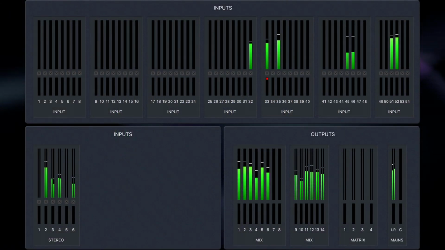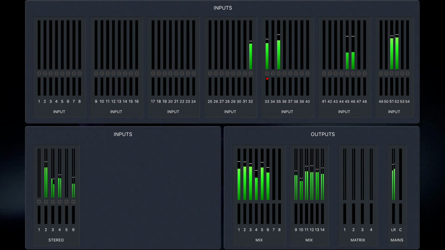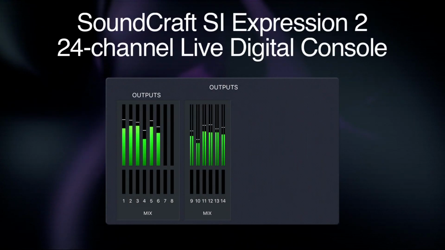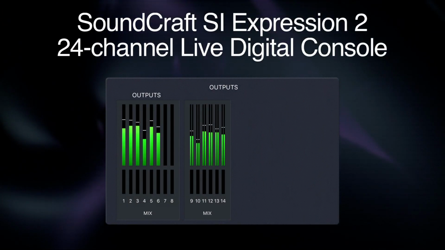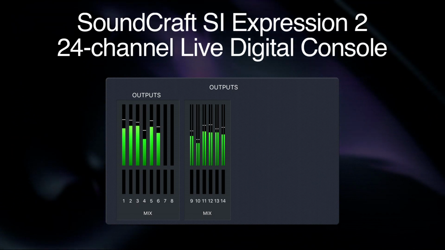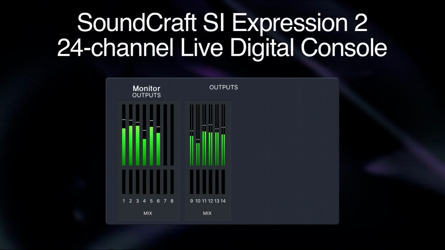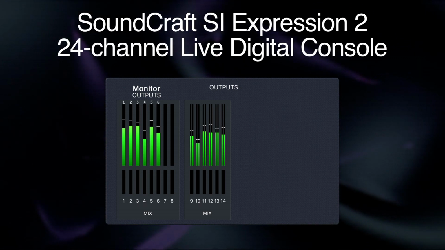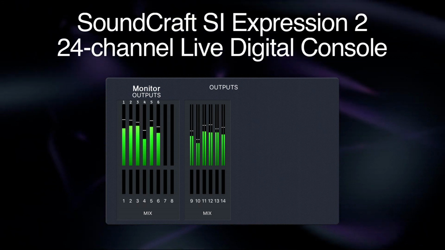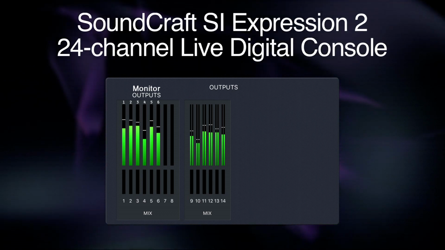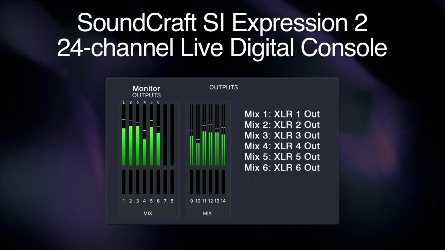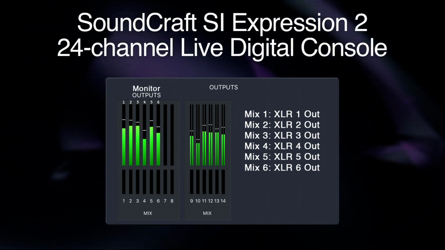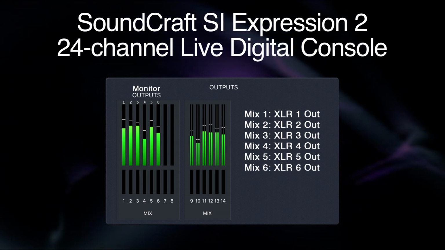Now that we've routed all our signals into the console, how can we monitor when overdubbing or playing live? Let's take a closer look at our output section. Since our clients hire us to do both live and overdub sessions, we decided to split our console in the middle and use live and in-ear monitors. We decided to use the first 6 mixes as monitor outputs. These directly feed each of the first 6 XLR outputs on the console. This is a live situation where you would plug in a monitor and just play live.